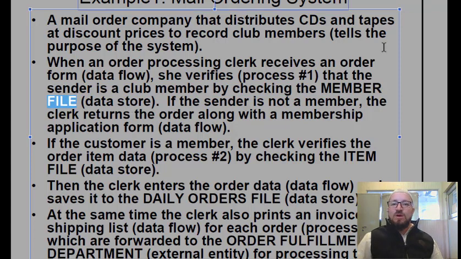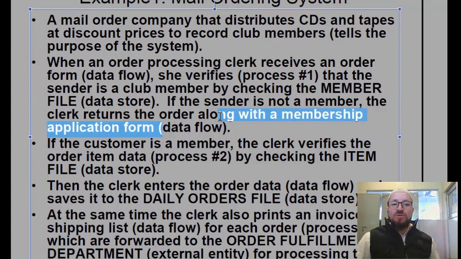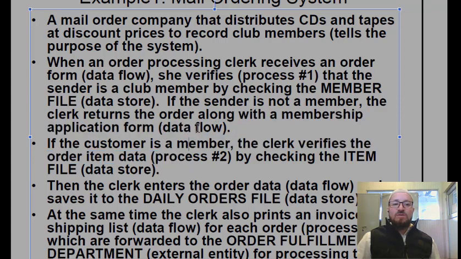Okay, after that, if the sender who gave that order form turned out not to be a member, then he will return the order along with the membership form. So what is that, it is again a data flow. But now if the customer is a member, then he has to verify your item data. So that is your process second. He has to now verify that item data, that he has to clarify, has to say that I can send the data. So that is the process second, where you actually book that order.